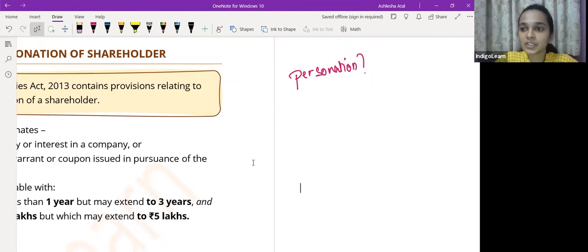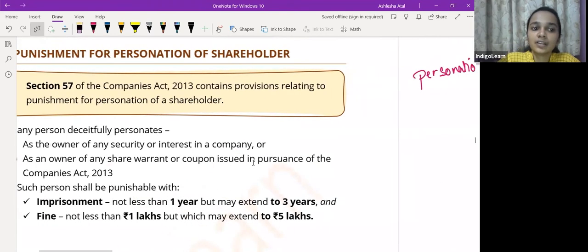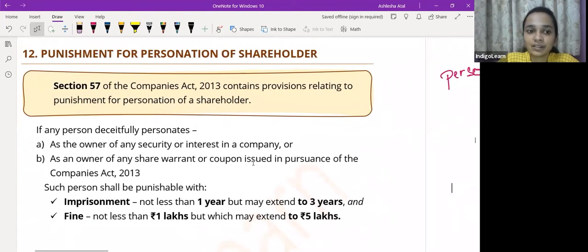Act as another person or represent yourself to be someone who you're not. So it is basically cheating someone. ऐसे अपने आप को represent करना कि आप कोई XYZ person हो जबकि आप वो XYZ person नहीं हो. So that is called as personation.